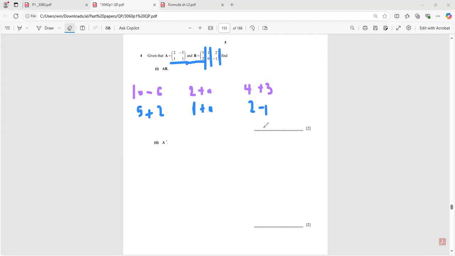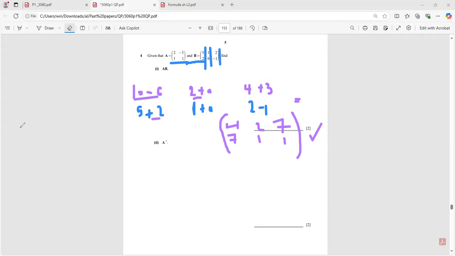So let's write the final answer here. The final answer: 10 minus 6, which equals 4, then 2, then 7, then 7, then 1 and 1, and we close it with the matrix sign, and we did it. Okay, A to the inverse. How do we get the inverse of it? First of all, we have two steps.